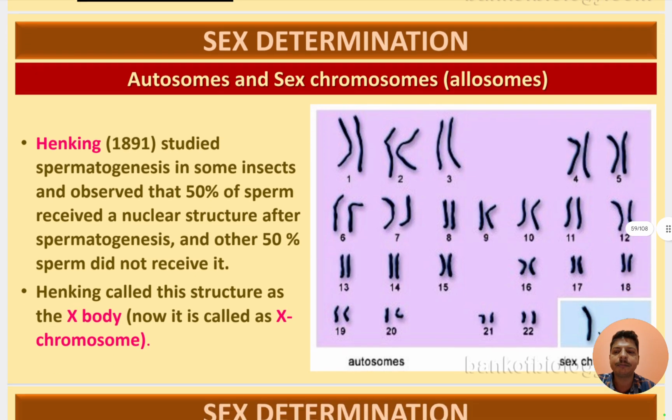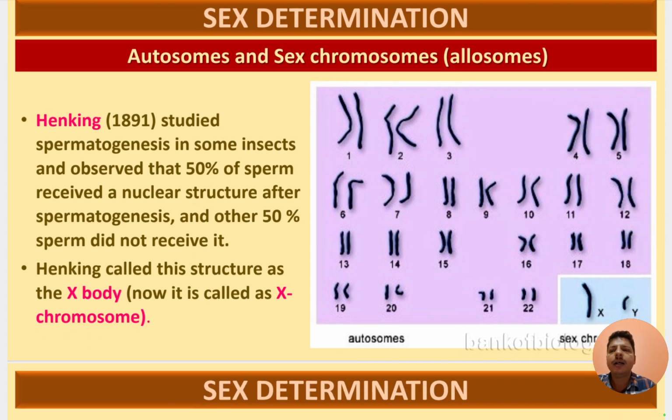Henking in 1891 studied spermatogenesis in some insects. He observed that 50% of sperm received a nuclear structure after spermatogenesis, and the other 50% did not receive it. Henking called this structure the X body. Now it is called the X chromosome.